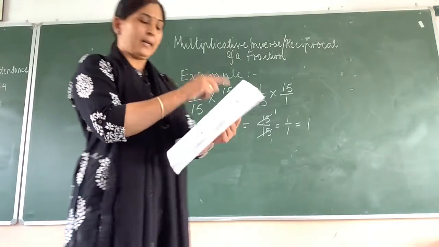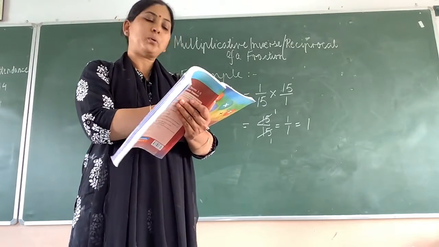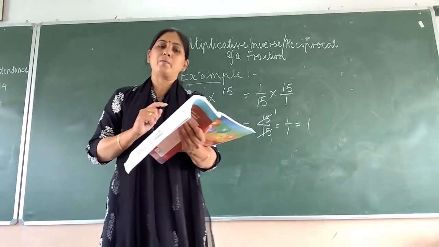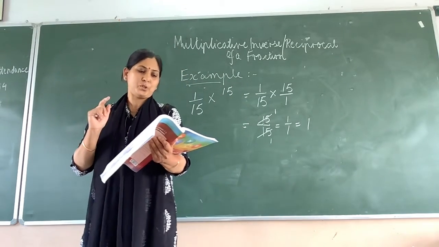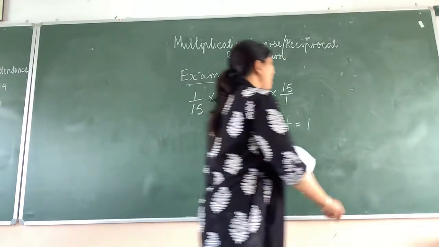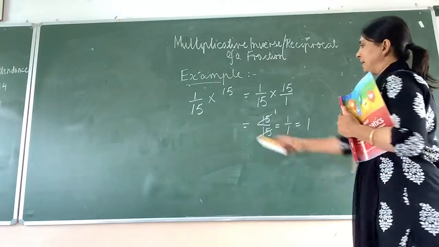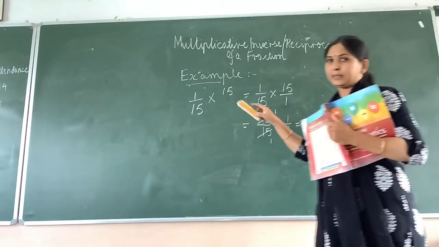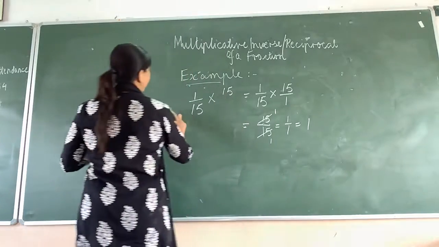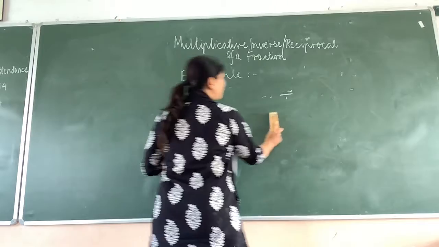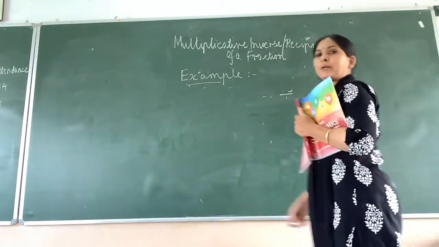This implies that 1 is the multiplicative inverse of 1, 1 over 2 is the multiplicative inverse of 2, and 2 is the multiplicative inverse of 1 over 2. Okay? Now children, we saw that when a fraction is multiplied by a whole number and the product is 1, each is the reciprocal of the other. Now we will see when two fractions are given and the product is 1.